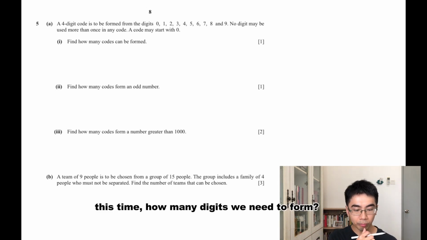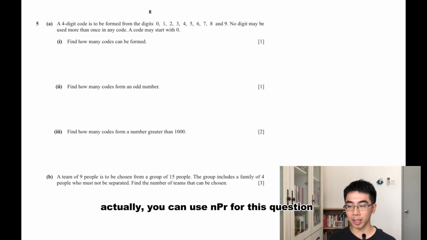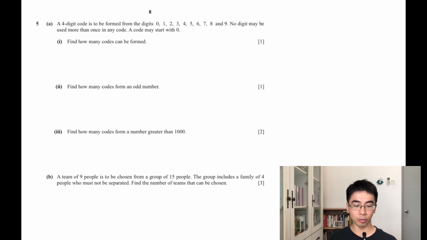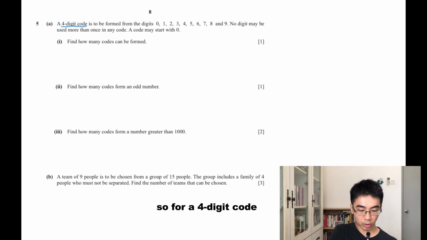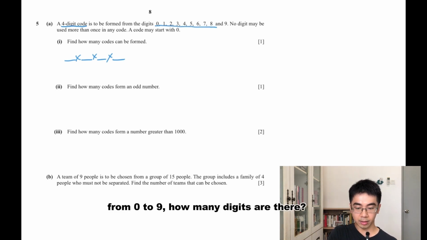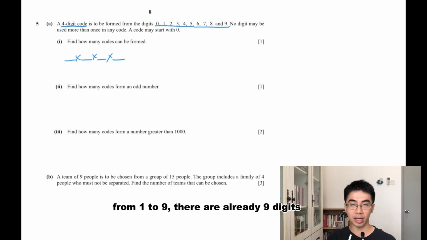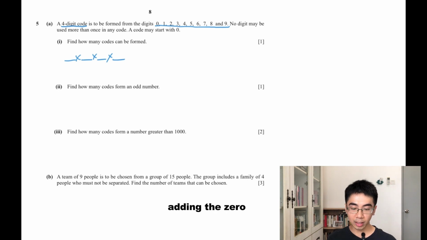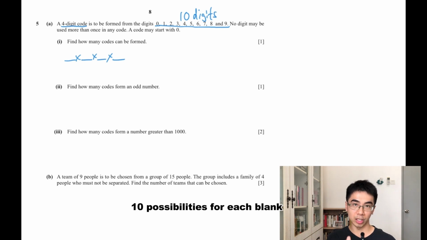So here, how many digits we need to form is a 4-digit code. Oh, by the way, actually you can use nPr for this kind of question, but for me, I always think about using some blanks. Alright, so for a 4-digit code, it will be like 4 numbers we need to find. Think about that. We have from 0 to 9, how many digits are there? Not 9, because from 1 to 9 there are already 9 digits. So adding the 0, actually we got 10 digits, 10 possibilities we can get for each blank.